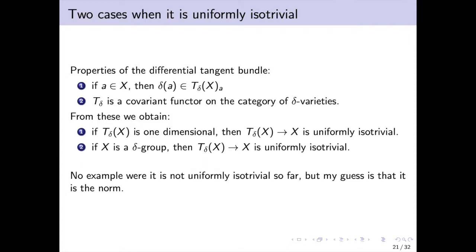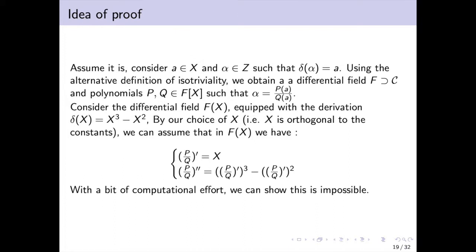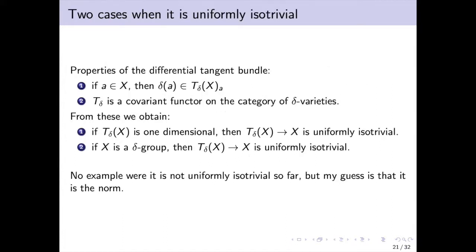So these are examples where it is uniformly isotrivial. I haven't been able to find any example where it is not. But I still think that most of the time it should not be uniformly isotrivial, because it's just way too strong. I guess the problem in finding a counterexample is that when you go higher in dimensions, the computations, like the one I did here, become horrible. You just can't do them. So I think there's a need for something a bit more conceptual here that I'm still trying to find out.